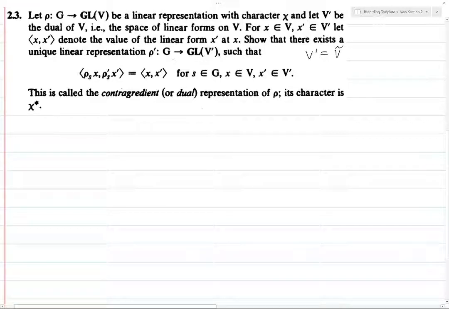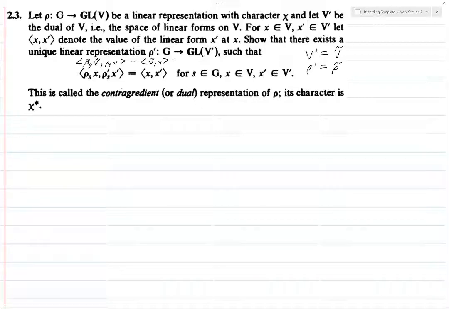Instead of capital V prime, we're going to use V tilde. And instead of rho prime, we're going to use rho tilde. What else? That's it. The only other thing is that my definition, the way that it's defined for me, is that ⟨ρ_g Ṽ, ρ_g V⟩ equals ⟨Ṽ, V⟩. This is for any g in capital G, for any v in capital V, and any ṽ in capital V tilde.